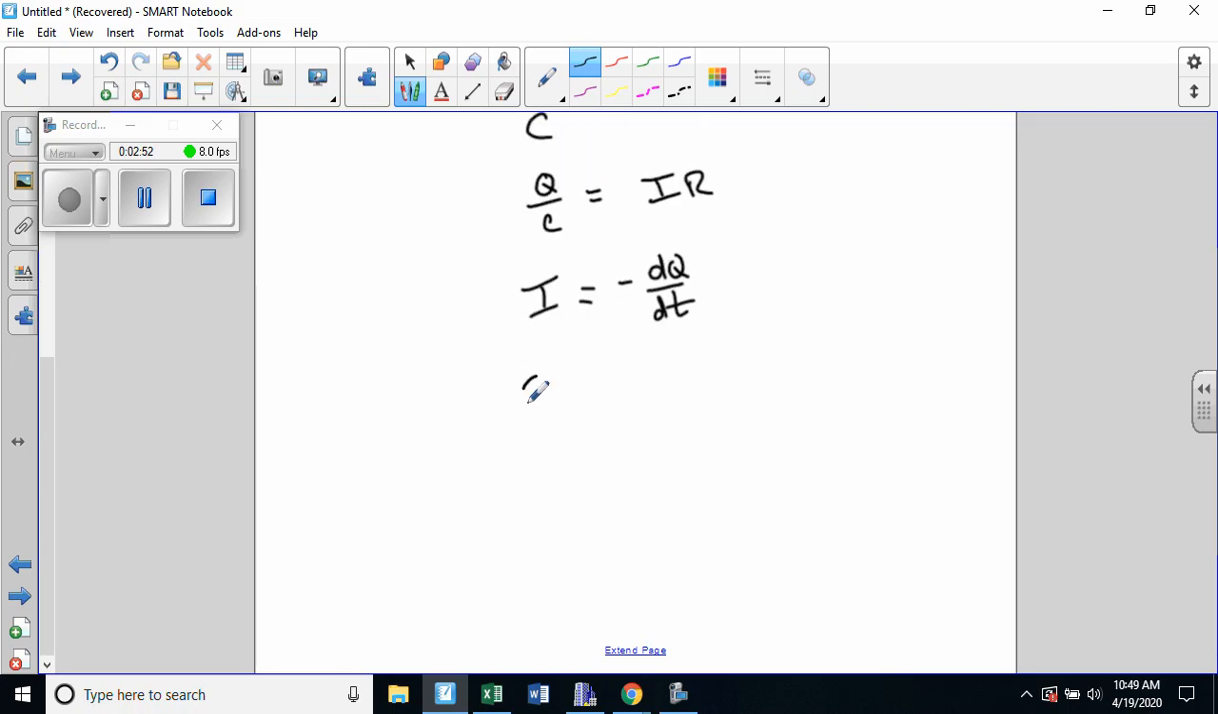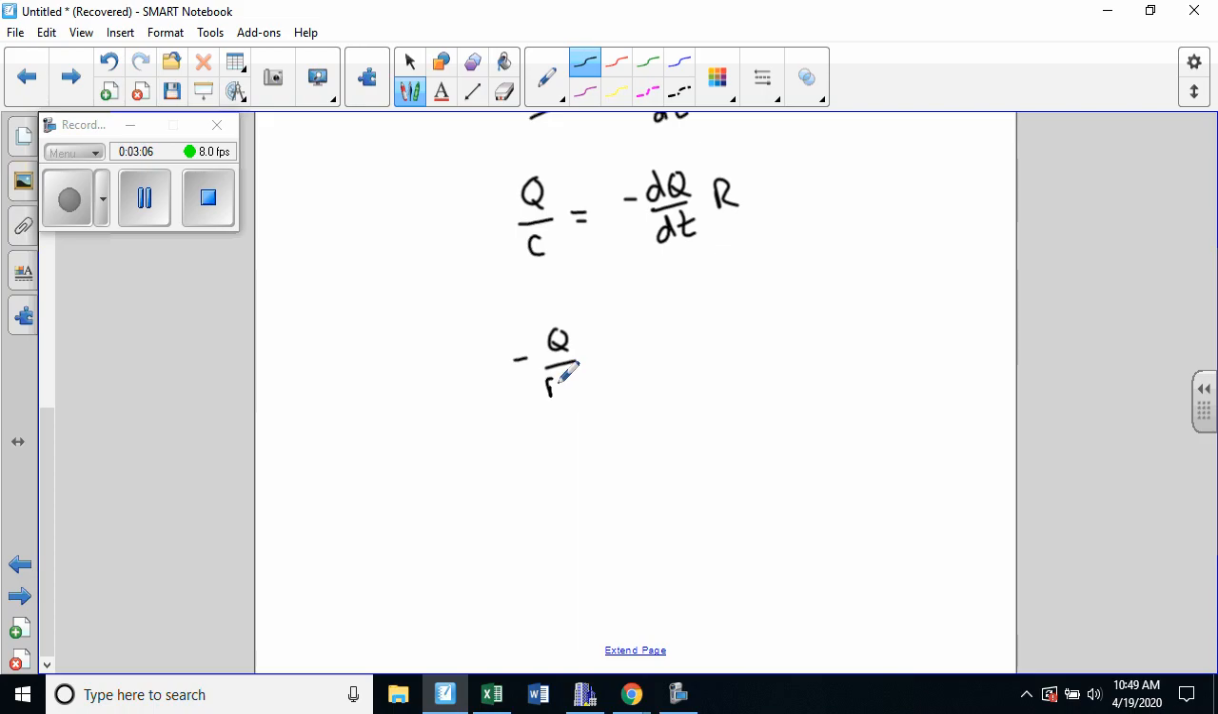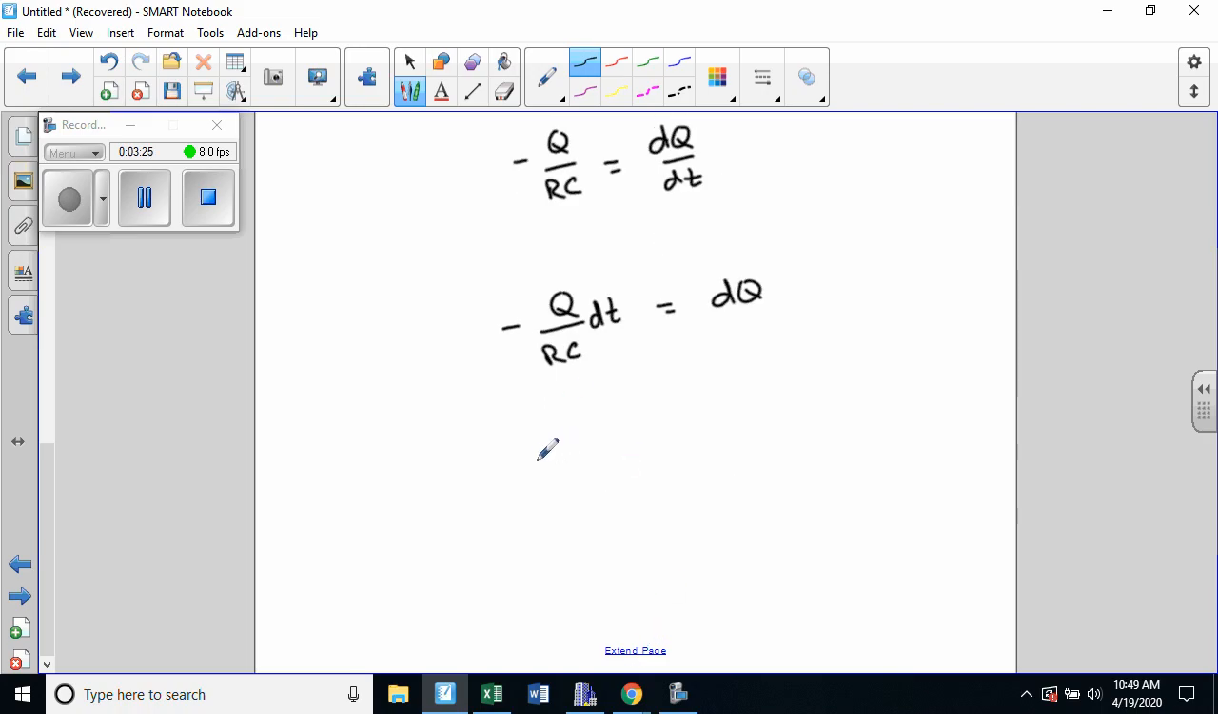Okay? So then I can write this loop rule as Q over C is equal to minus dQ/dt times R. And I'm going to go ahead and move minus R to the other side to get the derivative by itself. So we get minus Q over RC is equal to dQ/dt. Multiply both sides by dt. I get minus Q over RC dt is equal to dQ. So the first rule is satisfied, but of course the second rule is not satisfied in that my variable Q needs to be over here with the small factor dQ. So I get minus 1 over RC dt is equal to 1 over Q dQ.